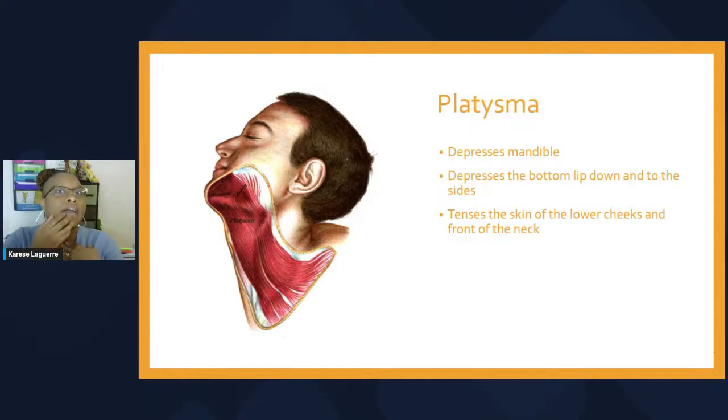So you will find that as you are pulling back, you're going to engage that platysma. You will get it to pop out because it's doing what it's supposed to do. It's pulling the bottom lip down into the side. It's tensing the lower cheeks. And so it's okay to have the platysma involved. It's not a bad thing. You just want to limit it.